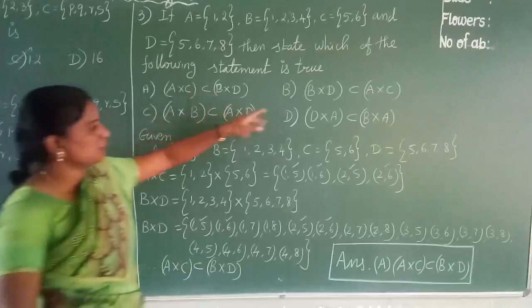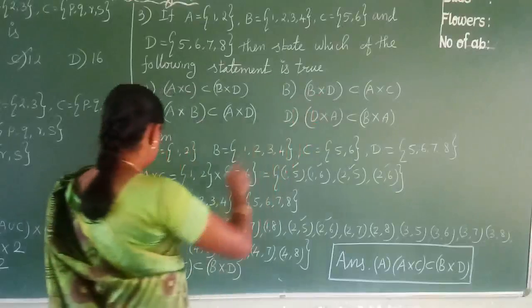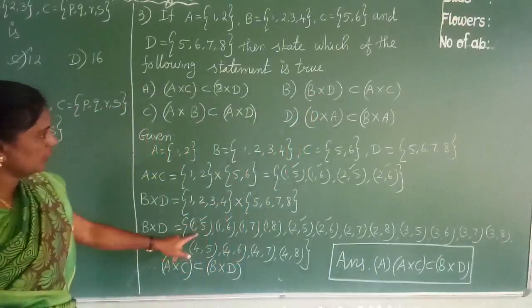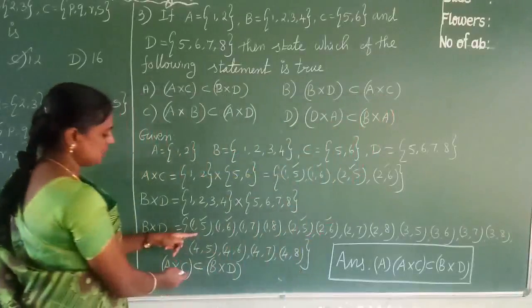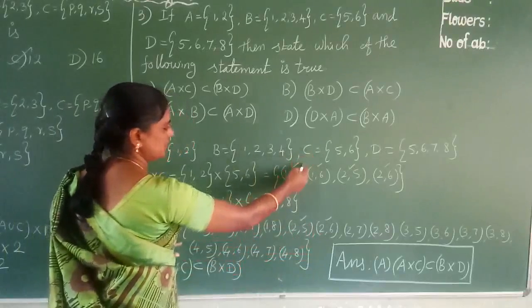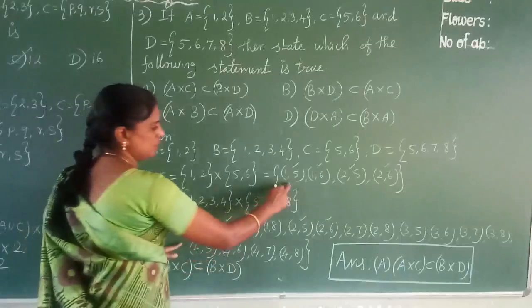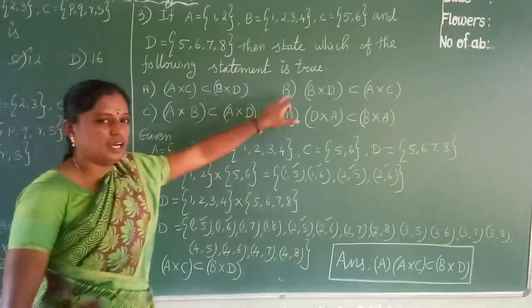Check the second option. B cross D, the answer you already found. Does this contain A cross C? Is it possible? Are all the elements belonging to A cross C? No. Here four ordered pairs are there, here many ordered pairs are there. So this one is definitely not true.